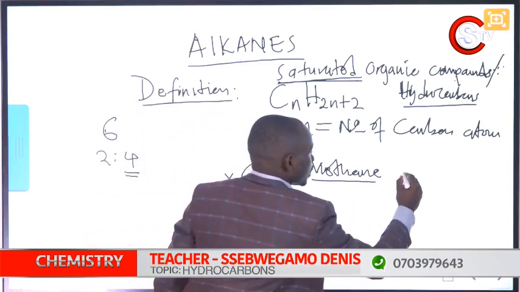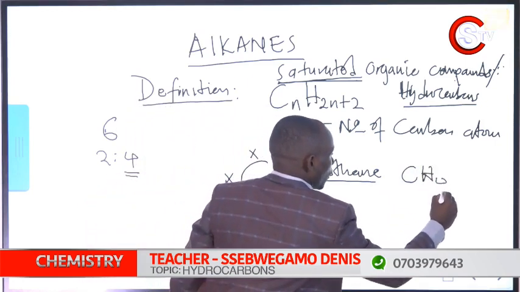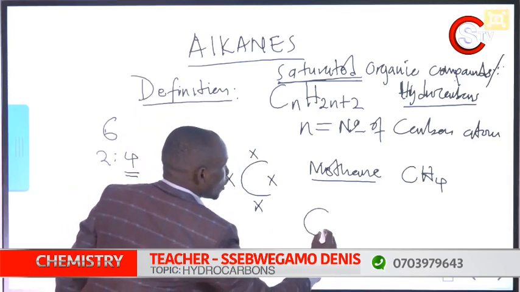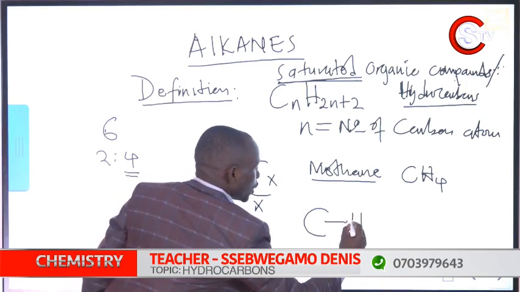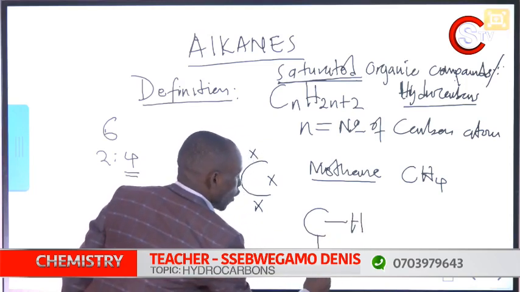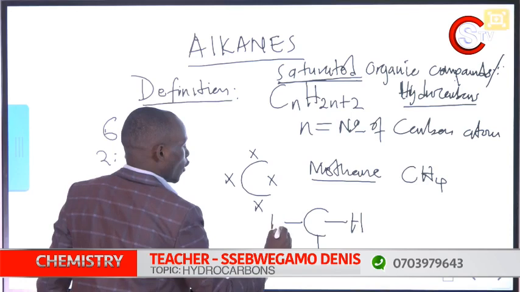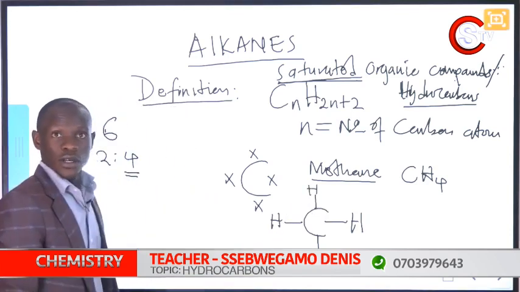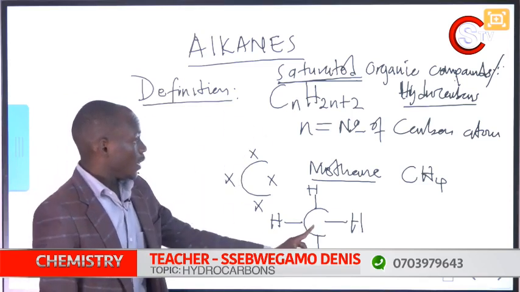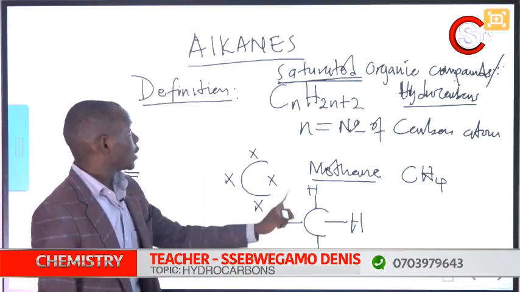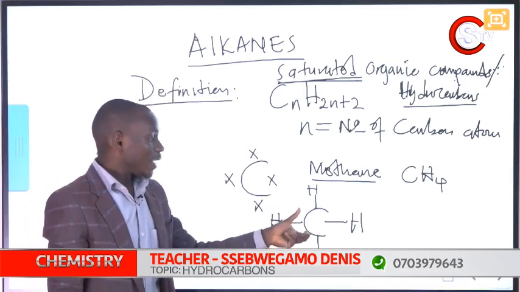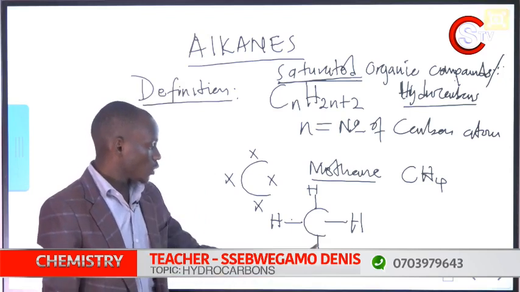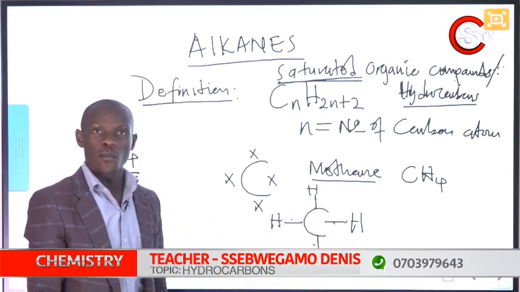Methane is CH4. So you find that in methane, carbon bonds with hydrogen using all its 4 valence electrons. So in other words, in this compound, the alkane, the carbon atoms are surrounded by 4 bonds. 1, 2, 3, 4. They are surrounded by 4 bonds.